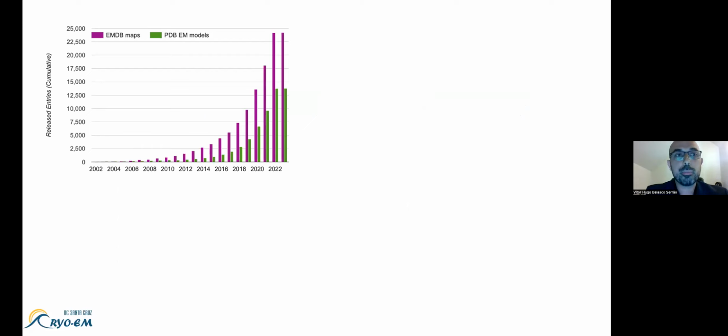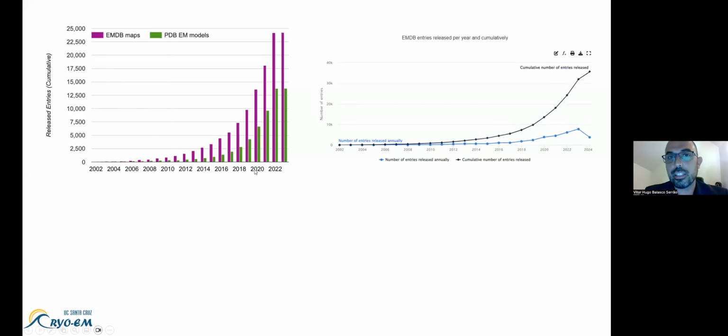So these are the EMDB maps and the PDB models that came from EM maps. In 2022, I would like to give you a highlight over here on the y-axis that everybody can see about 22.5 thousand entries, right? And then only early this week, we can see that this number is reaching way larger. So what happens is the EMDB entries are increasing because the demand is also increasing.